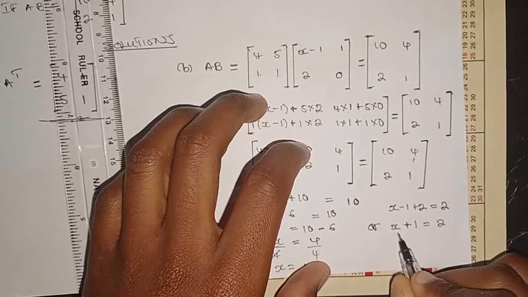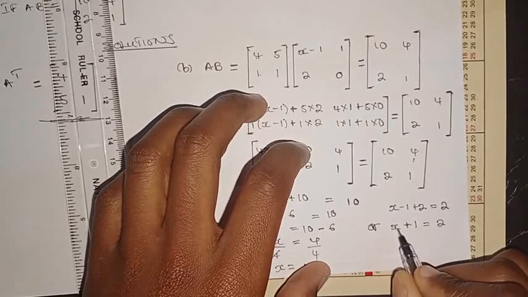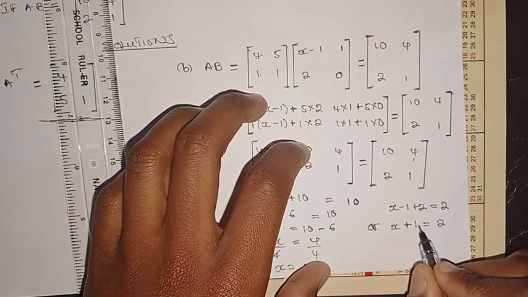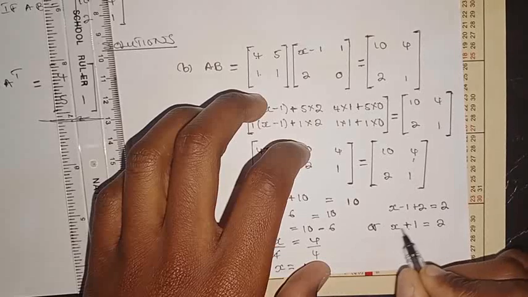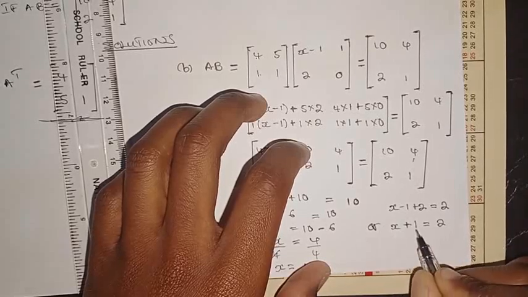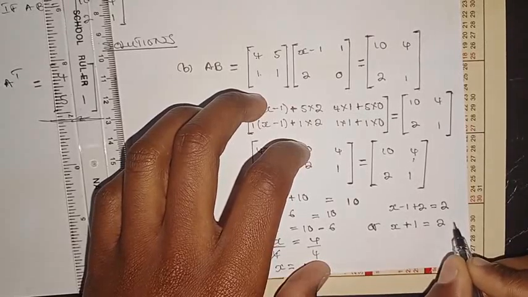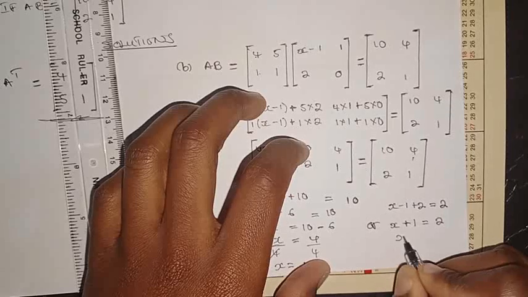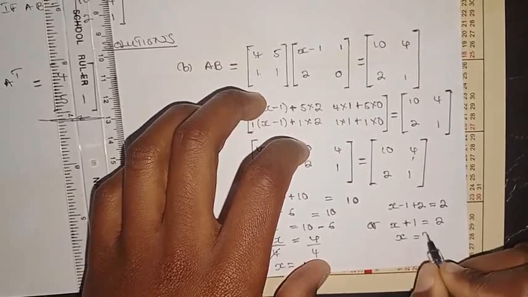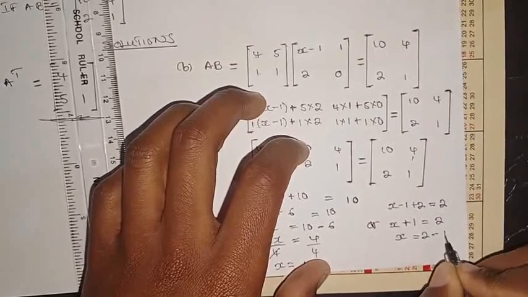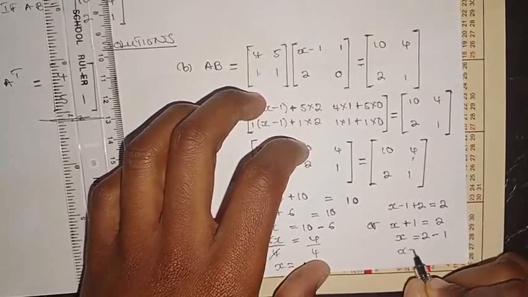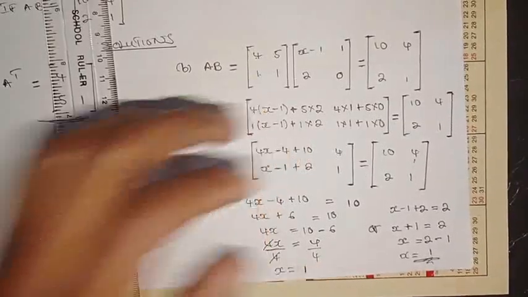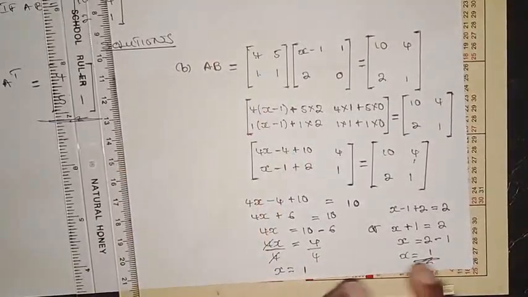So now we want this x to be left at the left side of the equal to sign. In short, we have to get rid of this positive 2 so that we find the value of x. So we transfer it to the other side of the equal to sign and it will become a negative 1. So here we're going to be left with x equals 2 minus 1. So x equals, what is 2 minus 1? It's a 1. As you can see, we have a 1 here and 1 here.